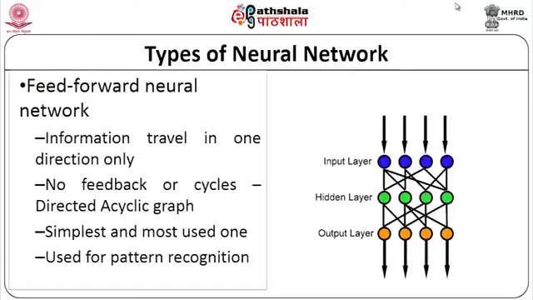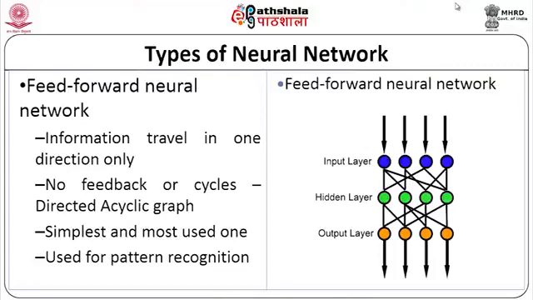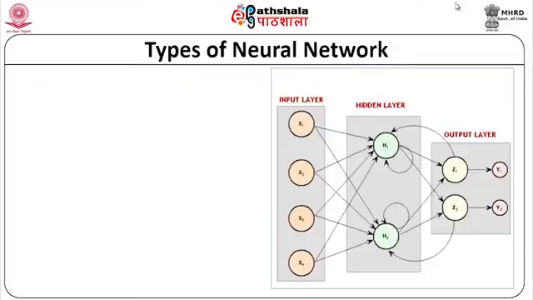So, we will go to the first type of neural network, which is called the feed forward neural network. Here it is a simple neural network, information travels in only one direction from input through the hidden layer to the output. There is no feedback or cycles, it is a directed acyclic graph. It is the simplest and the most used one, and it is basically used for pattern recognition. So, this is the first type of neural network we will be looking at, the simplest one, the feed forward neural network. No backtracking, no going back, no feedback. Now, let us look at this in detail.